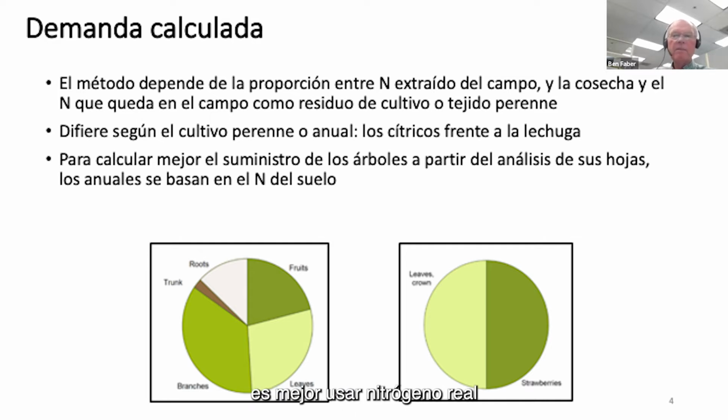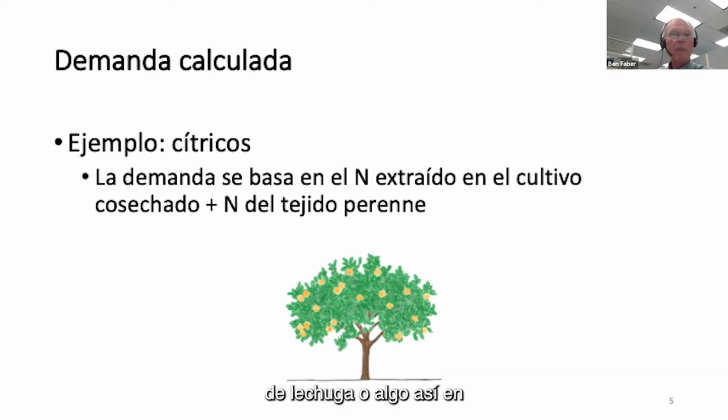Whereas with annuals, it's better to use actual soil nitrogen to estimate the crop demand. So you look at how the soil nitrogen is changing and then apply fertilizer to raise or lower that to meet the needs of the tree or the annual plant, whether it's a lettuce or a strawberry.